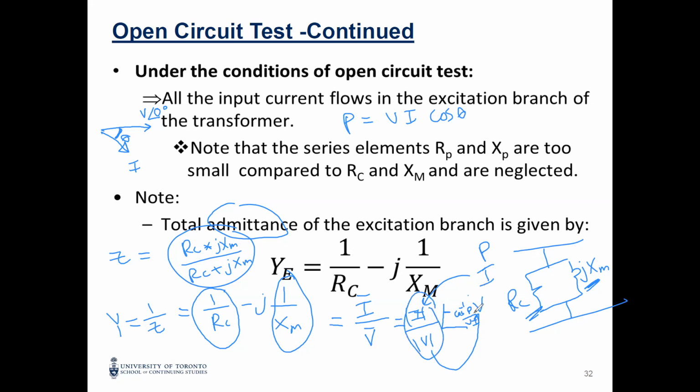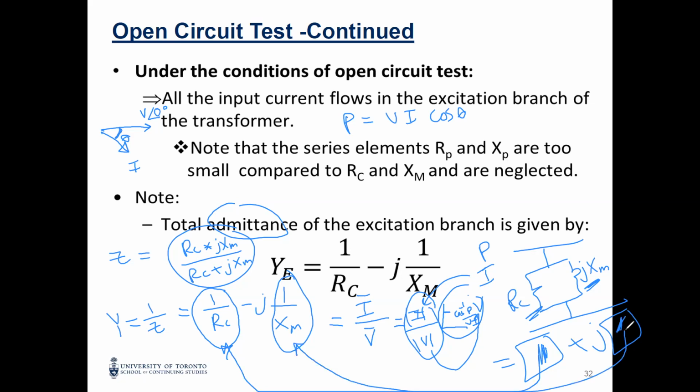This equation, in magnitude and angle, goes to real plus j imaginary. Now the real part is 1 over RC, and the imaginary part is 1 over XM. And that's it.